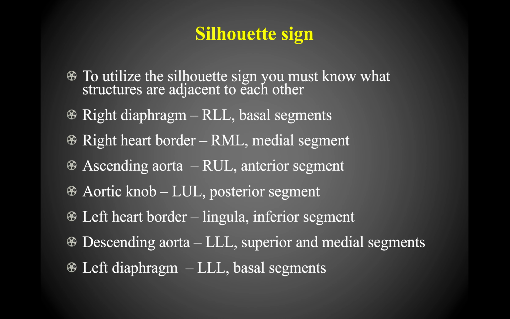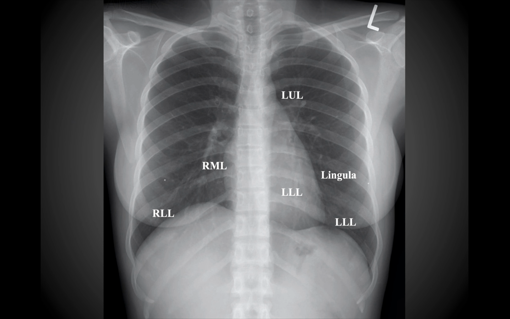Similarly, the aortic knob, which we'll see here momentarily, that's part of the arch of the aorta, is going to be located next to or adjacent to the left upper lobe. The left heart border, which represents the left ventricle, is going to be located next to the lingula. The descending aorta is located next to the left lower lobe, and then the left diaphragm is also located next to the left lower lobe. So again, if any of these adjacent structures aren't easily appreciated, that indicates that there's probably some pathological process or positioning issue that has occurred in that patient.